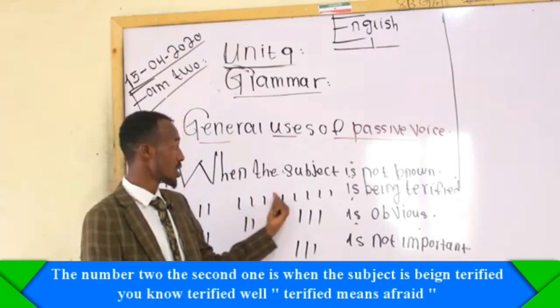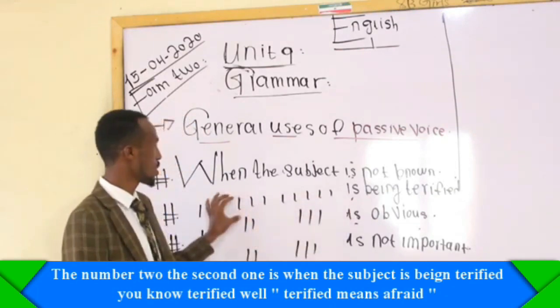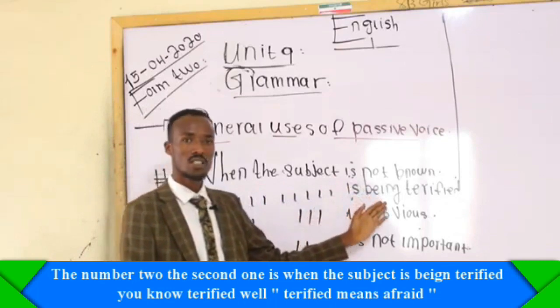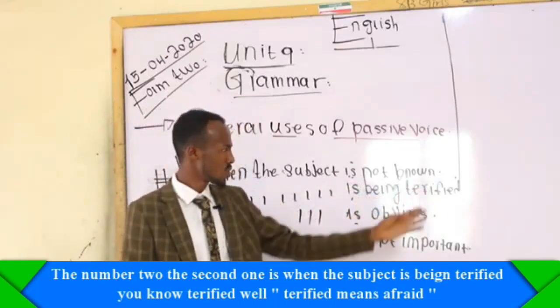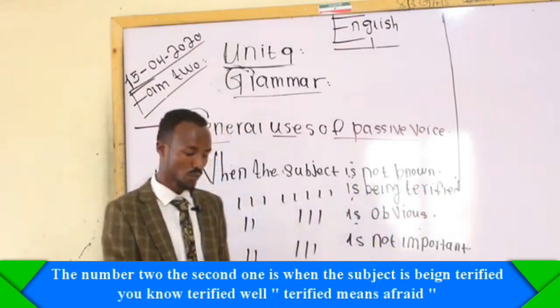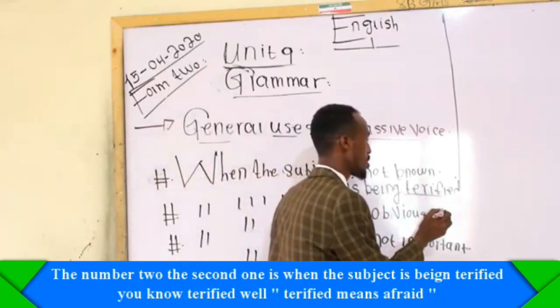The number 2, or the second one, is when the subject is being terrified. You know terrified well. Terrified means afraid.